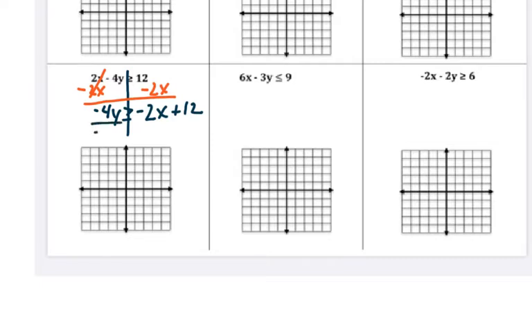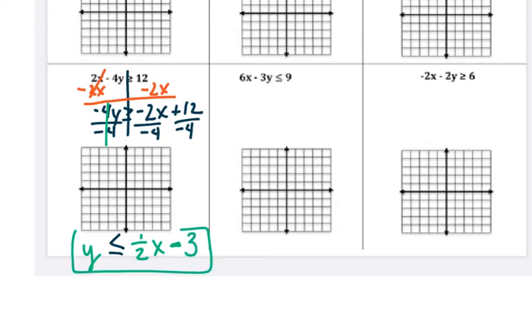I need to get y by itself, so I divide by negative 4. That leaves me with y. However, when we divide by a negative, flip the sign. So it's actually going to go this way. Then negative 2 over negative 4 becomes positive 1/2 x. 12 divided by negative 4 is a minus 3. So it's the same steps as in row 2, except in this one we divided by a negative, so it's going to flip your sign.